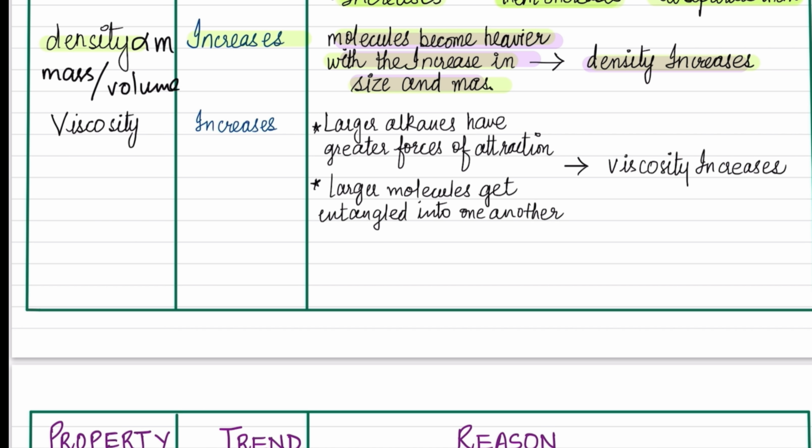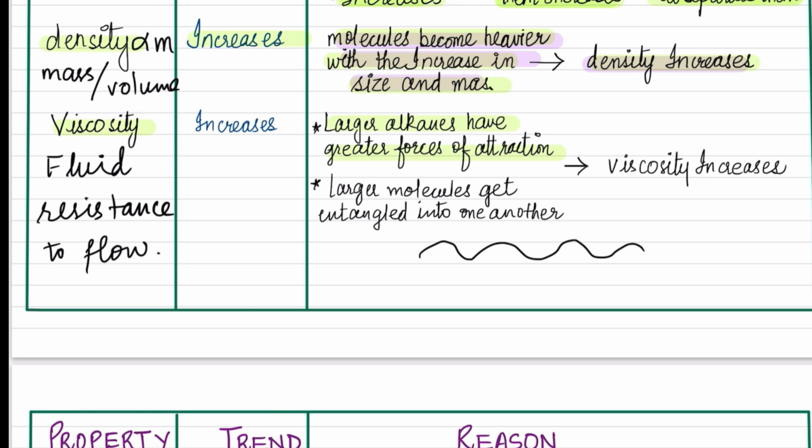Next physical property is viscosity. Viscosity is fluid's resistance to flow. Larger alkanes have greater forces of attraction between them, and also the large molecules get entangled into one another, so it becomes difficult for them to flow. Their viscosity increases, so the trend is also increases.